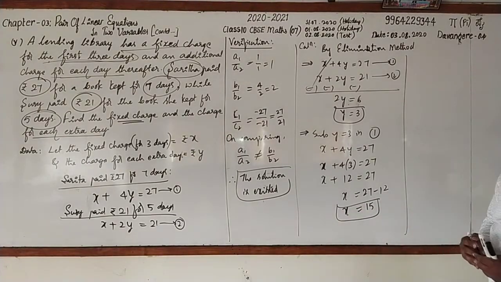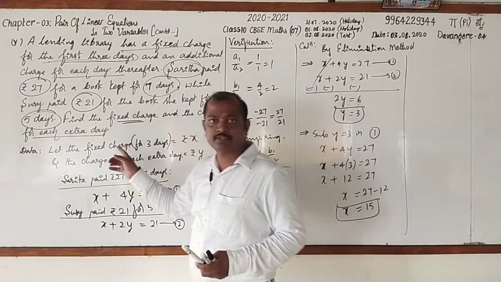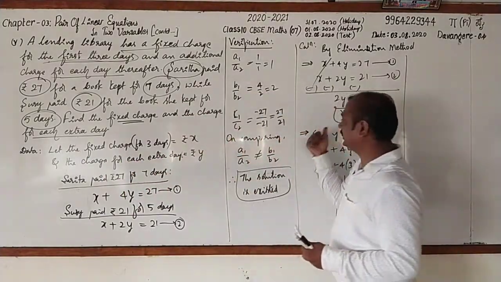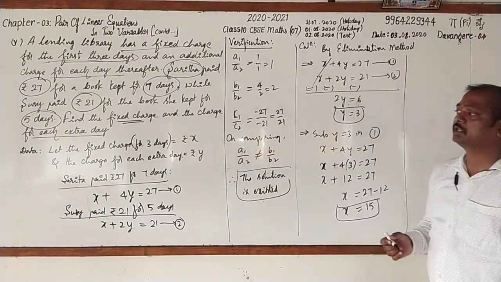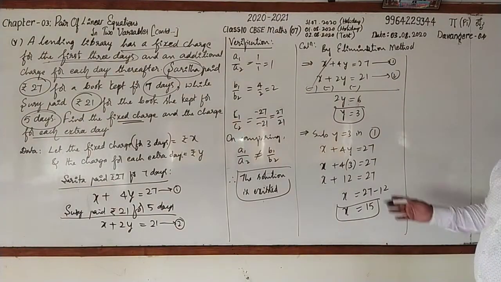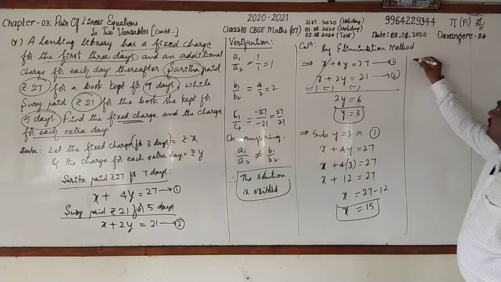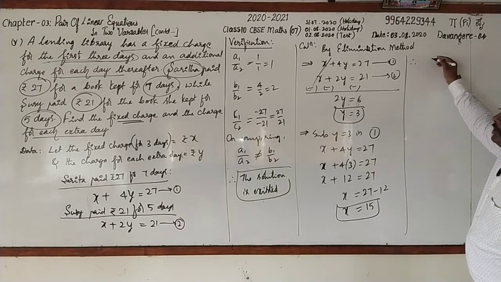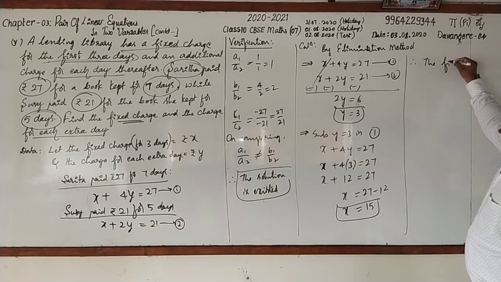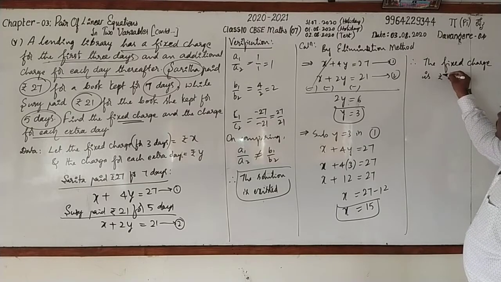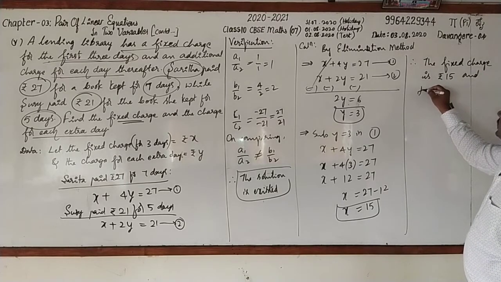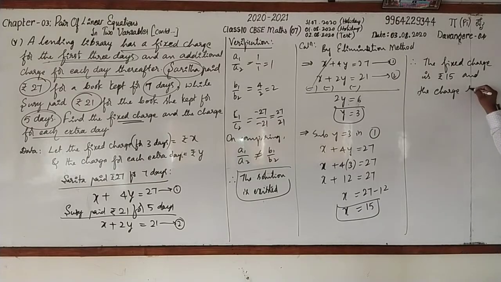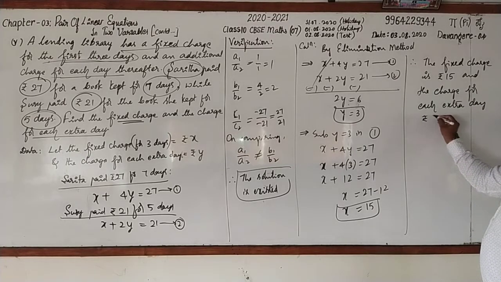Hope that you have understood. What does x indicate? It is the fixed charge for 3 days. And y indicates it is the charge for each extra day. So let us go for writing the conclusion. Therefore, the fixed charge is rupees 15, and the charge for each extra day, it is rupees 3.